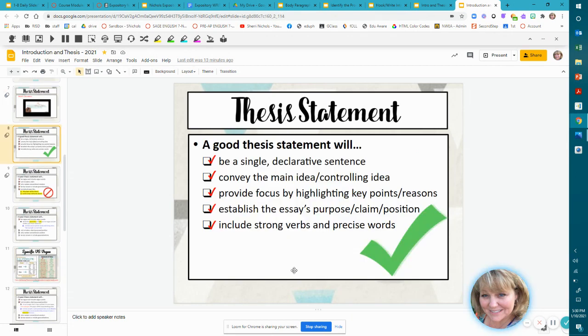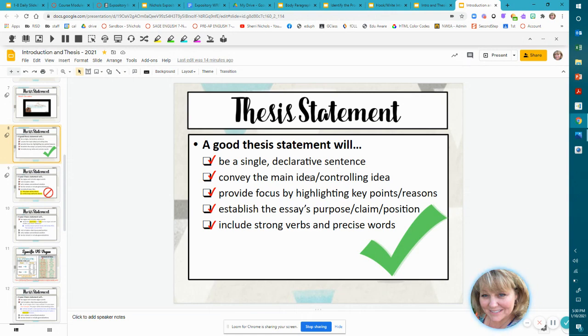And then we look at a good thesis statement. It'll be a single declarative sentence. Declarative means it's a statement. That's why we call it a statement. It's not a question. It is not an exclamation. It is not something fantastical. It is a single declarative sentence that ends in a period.